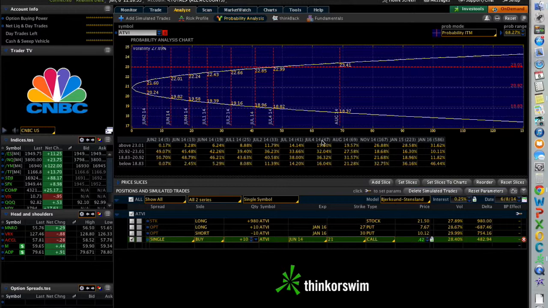So you can always look into the future. Now the probability of being below 1883 is 46%. But I strongly disagree with that. I don't know why it's probably so high. I think it'll be right here above 2301.